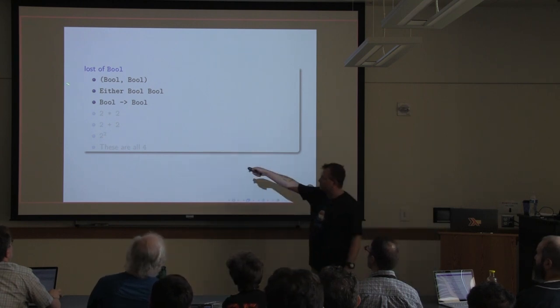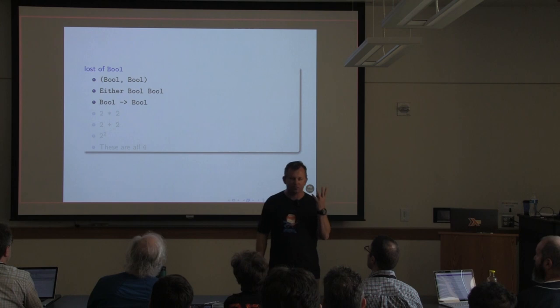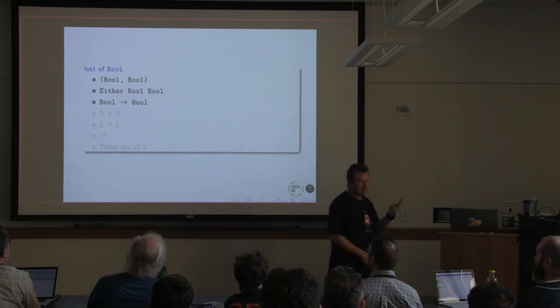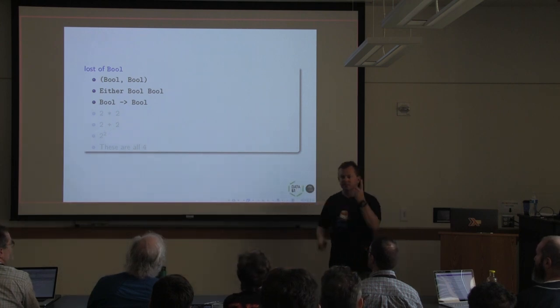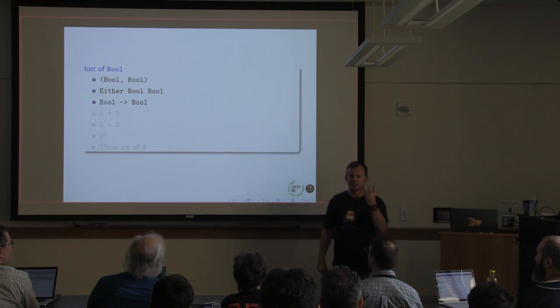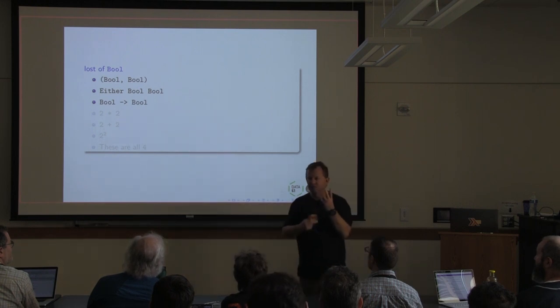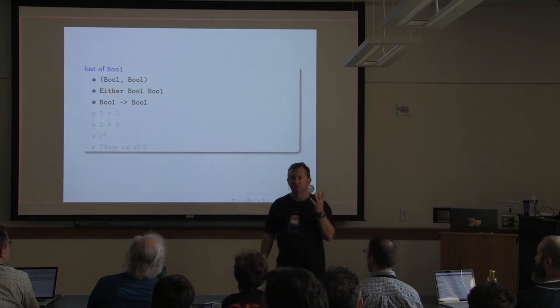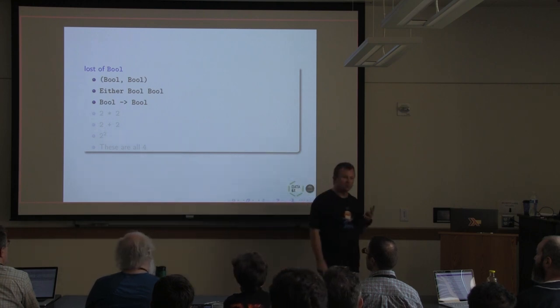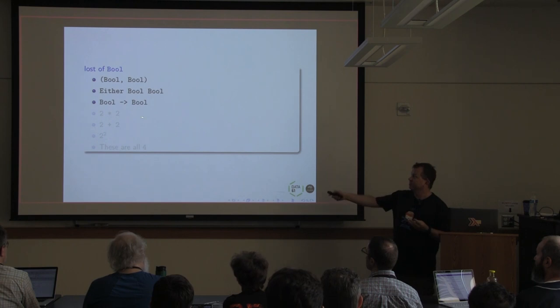I'm thinking of something of the type Bool to Bool. I'll give you 4 guesses. There's the identity. There's negation. There's always return true. There's always return false. There are no other functions of that type. There are 4.